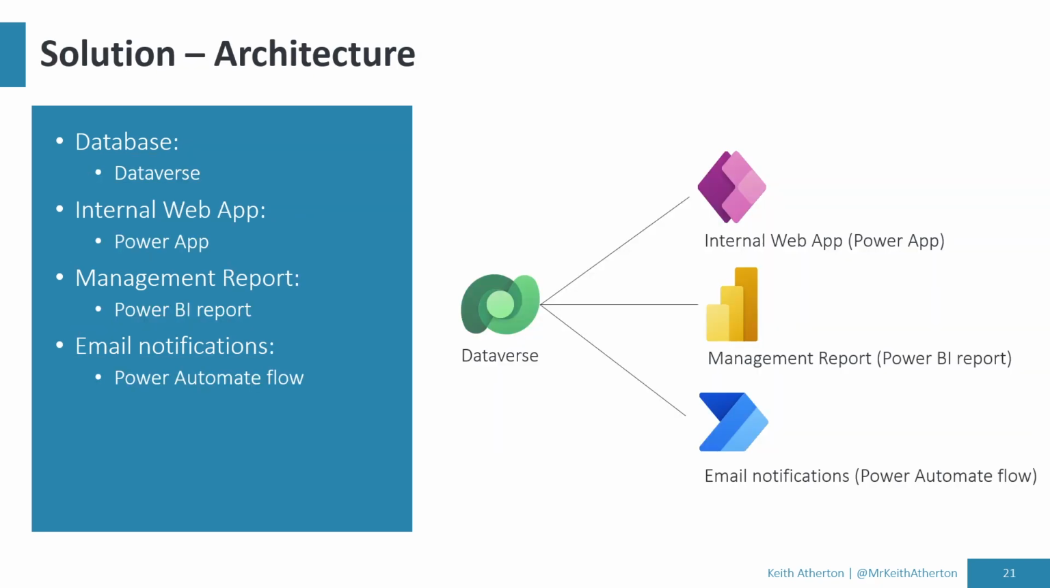So what we're going to do is create a very, very simple architecture for this solution. In terms of the database, we talked about Dataverse being a data storage option. When we talked about internal web apps, we're going to use a Power App to develop that. For the management report, we're going to use a Power BI report. And to create email notifications, we're going to use a Power Automate flow. Now, because this session is an overview, it's not a full day workshop going into detail of everything and building everything from scratch. We're just going to look at this simple solution from a very high level.